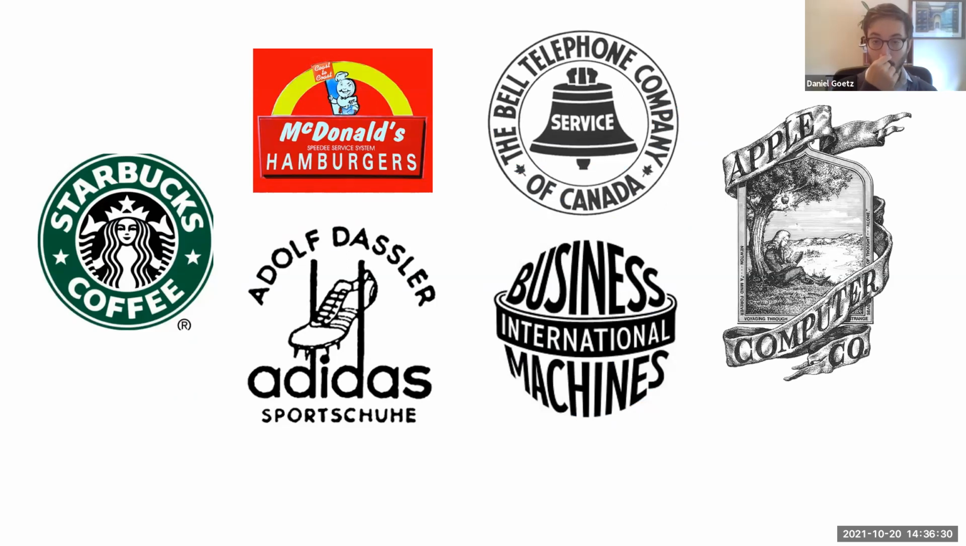So this one on the left, Starbucks, used to be Starbucks Coffee. We used to have McDonald's Hamburgers, Adidas Sports Shoes, Bell Telephone Company. IBM used to be International Business Machines, and we used to have Apple Computer Company. So all of these logos used to have a lot more complexity, but also explicitly advertised a single product, right?